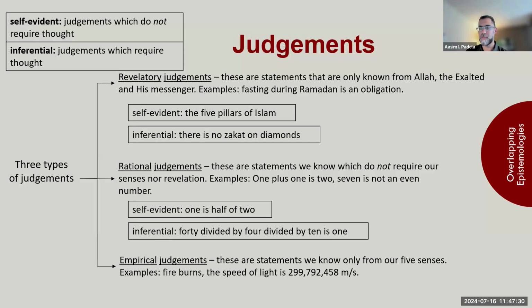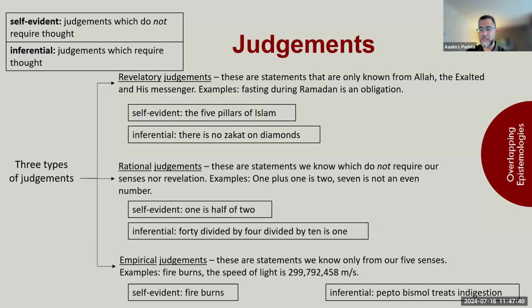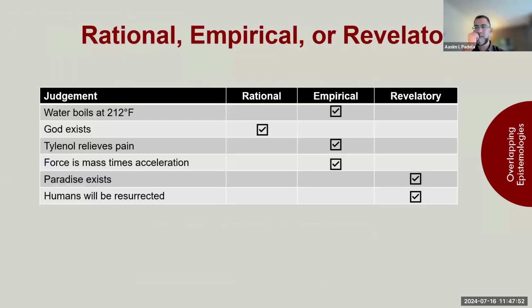That fire burns, okay. But an inferential judgment is that Pepto-Bismol treats indigestion. So here now you're saying, okay, yeah, fire burns. We see that. We can make that empirical judgment. But when I'm making an assertion that something has a quality that will address your symptoms, I'm making inferential judgments. Just a little more thought. So here's an example for us. And I want to just leave it there for a second.